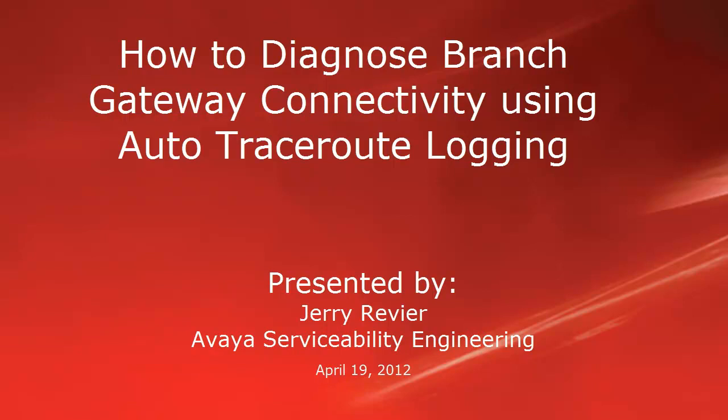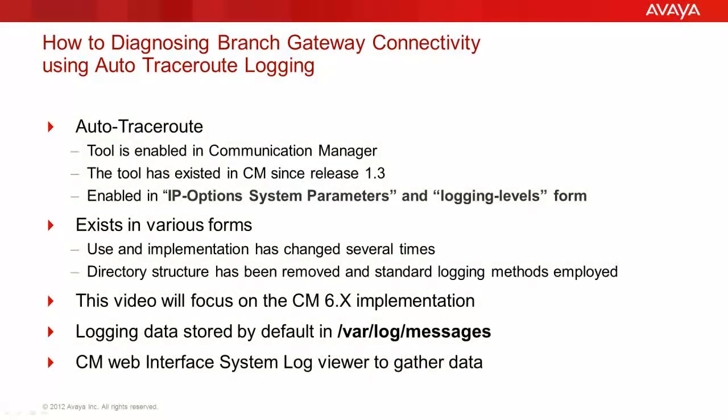This video will focus on a tool called Auto-Traceroute, which helps to identify IP network connectivity issues when a branch gateway unregisters from CM. That has been part of Communication Manager since the 1.3 release. It has changed over the years based on software progression. It works in conjunction with the options set in the IP options form and the logging levels form.